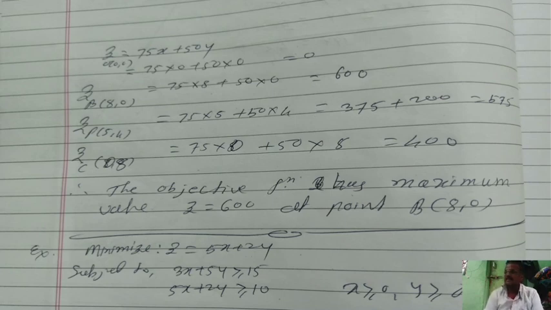Of this type we have to solve the next example: minimize z is equal to 5x plus 2y subject to the constraints 3x plus 5y is greater than or equal to 15 and 5x plus 2y is greater than or equal to 0. Non-negativity conditions: x is greater than or equal to 0 and y is greater than or equal to 0. Solve this at home.